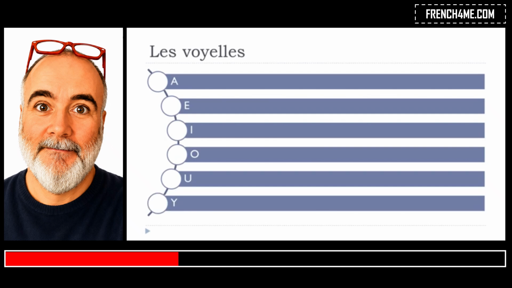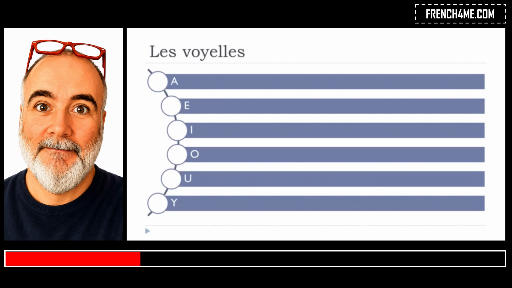And the last one is Y. If you need to spell it, then you say "Y". When you pronounce it, it's like I, but the name of the letter is Y.